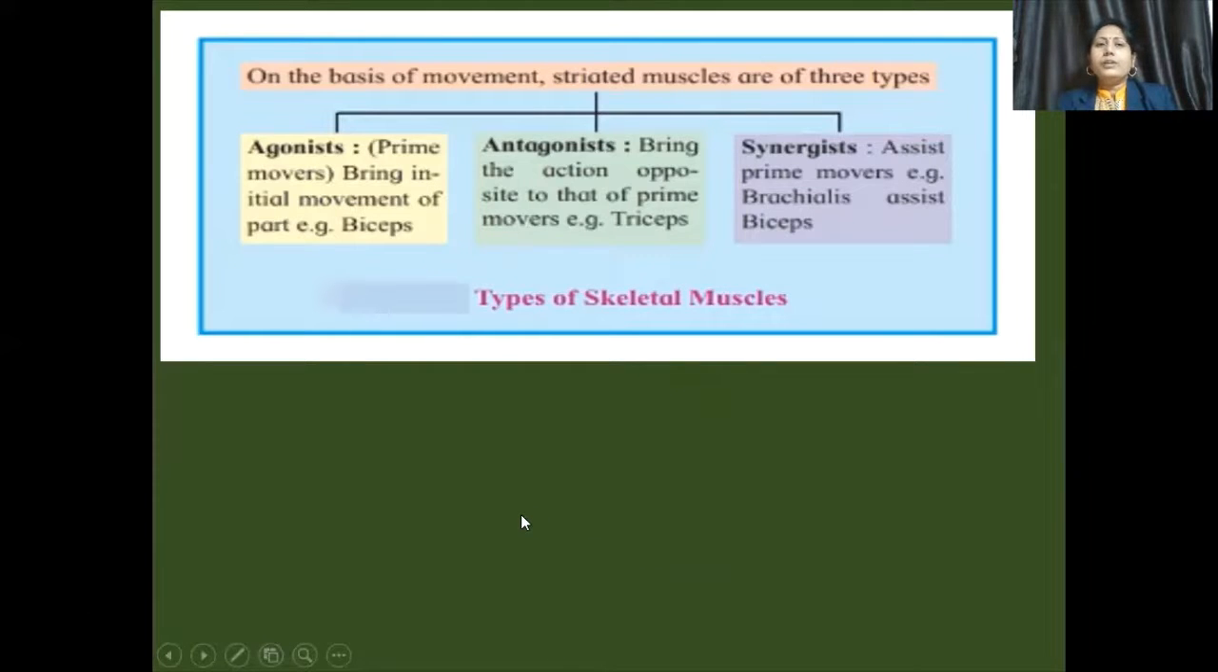Okay. Now here, on the basis of movement, striated muscles are of three types. Which are the three types? First one is the agonist, second one is the antagonist, and third one is the synergist. So those muscles are antagonistic with each other. Agonist, for example, biceps. Antagonist mainly works against the biceps. That is, the example is the triceps. And the synergist assists the prime movers. For example, brachialis assists biceps.